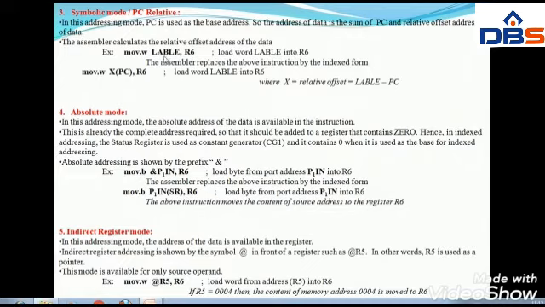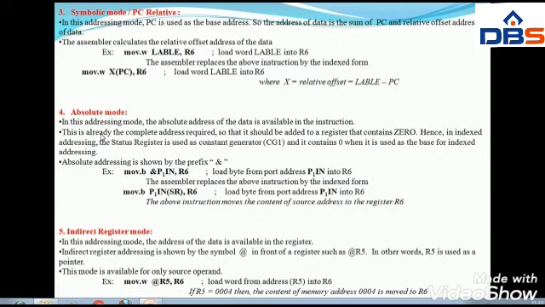Here we are loading this label into R6, and this label can be replaced by an indexed form as MOV word X(PC), R6. Instead of the label we are using X of program counter to R6. That means load word LABEL into R6. The comment is the same, the operation is the same, but we are replacing the label with X(PC), where X is the relative offset of the program counter. That means labeled address minus program counter, and the data will be stored in the R6 register.